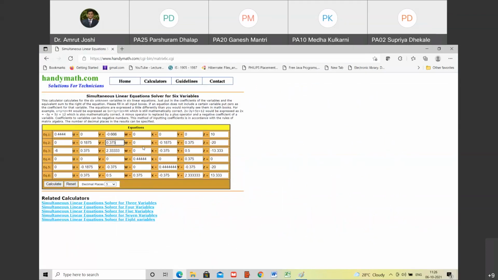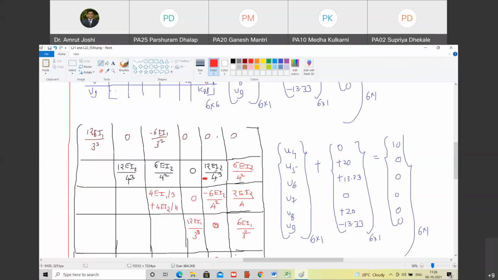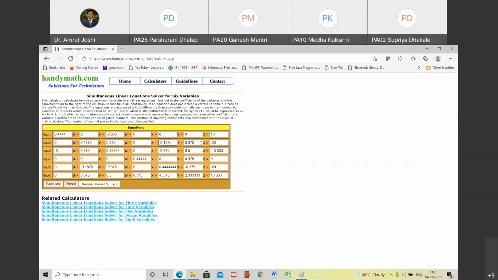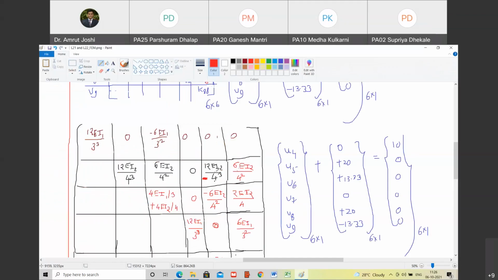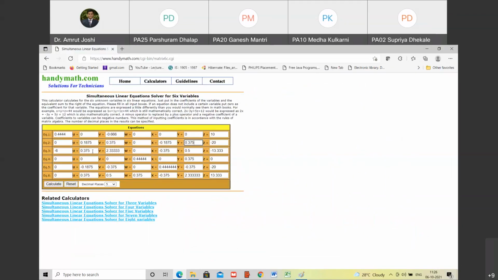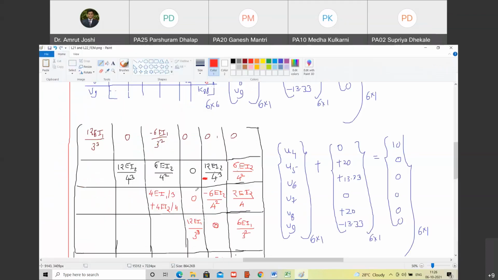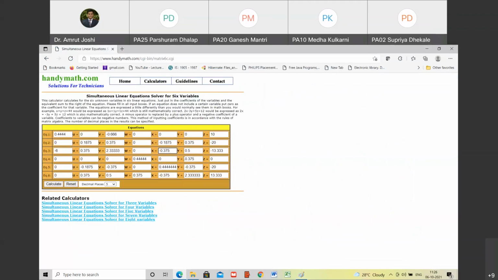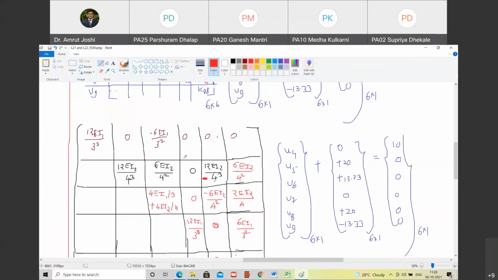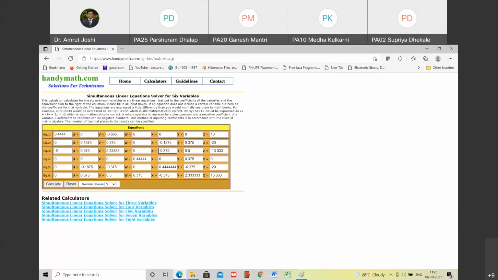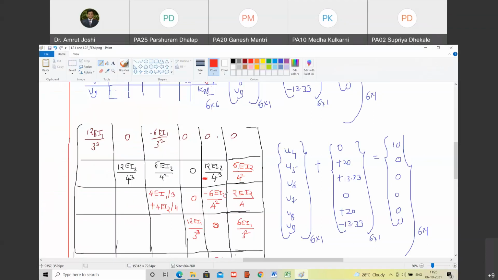0.375, 6/4 squared, right. Then 0. 12/4 cube, is it correct? Right, sir. Then 0.375, is it correct? Yes. Right, sir. So for now, next line, 2.333 is correct. Minus 6/4 squared is minus 0.375. Is that right? 6/4 squared, 0.375. Correct. Then 2/4, that is 0.5. This is correct. Then third row, 12/3 cube.